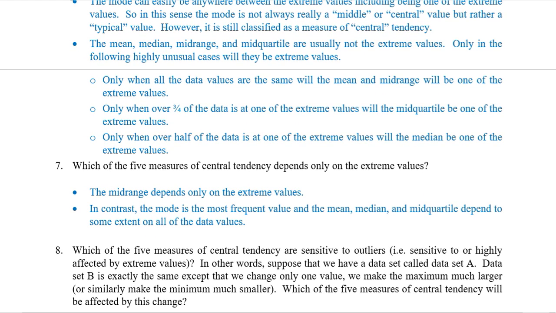Okay, now how about this one? Which of the 5 measures of central tendency are sensitive to outliers? And that is sensitive to or highly affected by extreme values. In other words, suppose that we have a data set called A. Data set B is exactly the same as data set A, except we only change one value, making the maximum much larger, or similarly we could make the minimum much smaller. Which of the 5 measures of central tendency will be affected by this change of this one far out there data point, which we would call an outlier? See if you can answer that question.